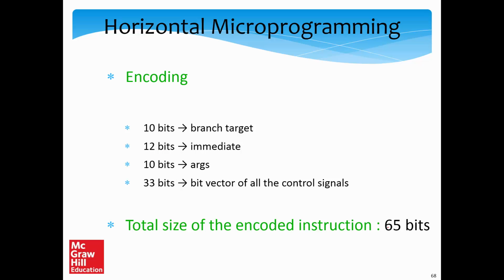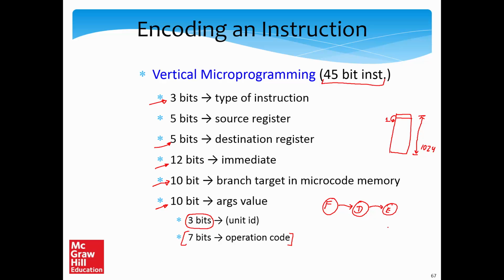Another way that we can do this is horizontal microprogramming, where we actually get rid of the decode stage. What does decoding give us? Decoding gives us the values of all the control signals, right? Well, in principle, we can take all the control signals, because for every instruction we can compute its control signals, and we can encode the control signals themselves.